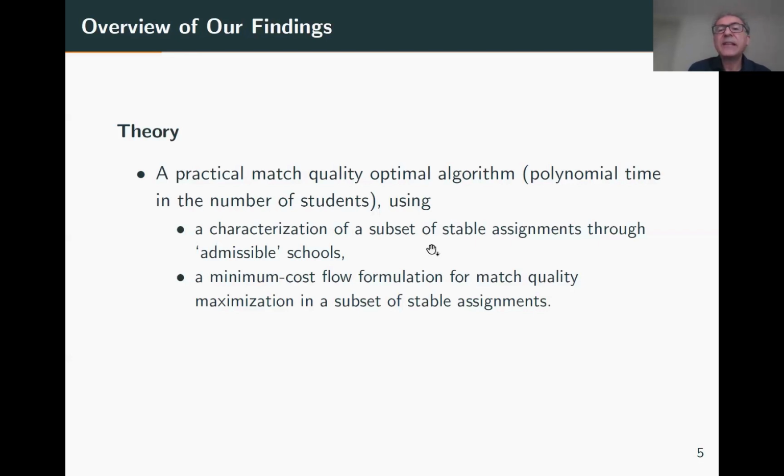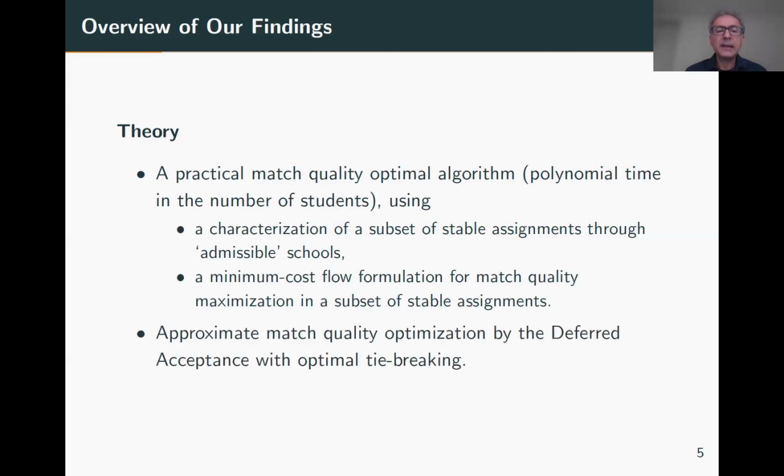characterizing a subset of stable assignments through admissible schools, which I'm going to define next. Once we define this, it is going to allow us to formulate the problem as a minimum cost flow formulation. This is a problem with well-known solutions, and we are going to apply that. Unfortunately, we are not going to be able to solve for the global optimum in problems in which we have 30 or more schools, but I'm going to offer a local optimum, which is going to get very close to the global optimum, which we can show via simulations.